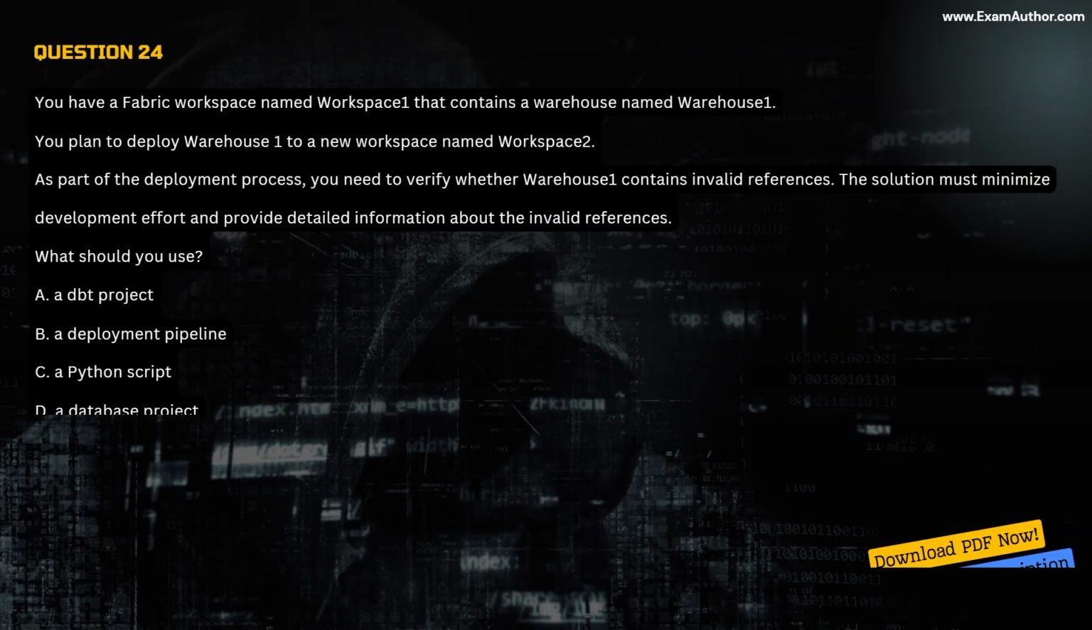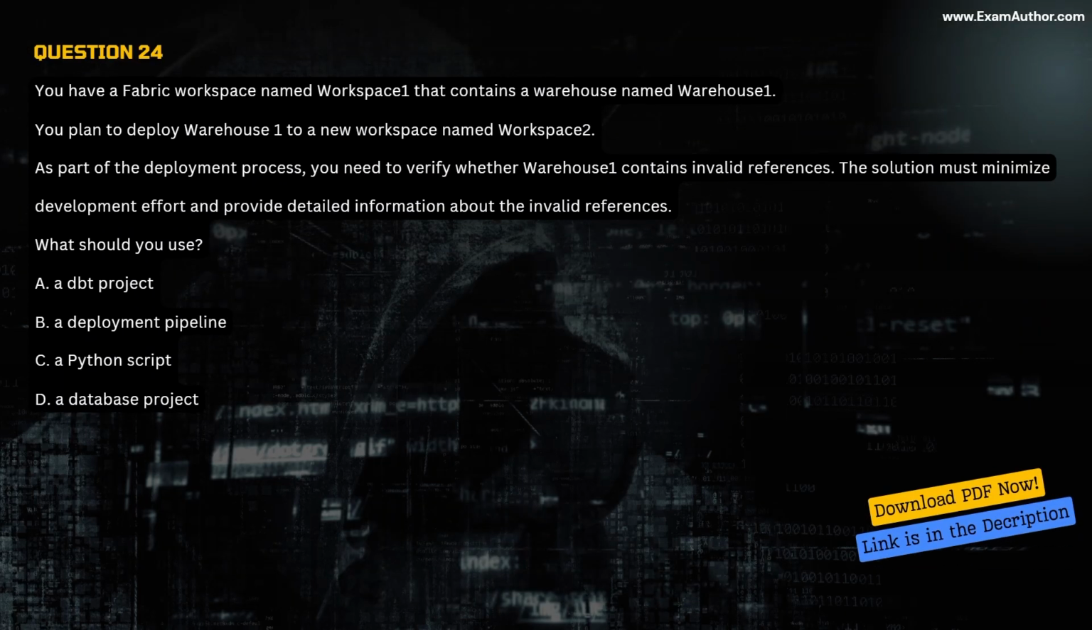Question 24. You have a Fabric workspace named Workspace 1 that contains a warehouse named Warehouse 1. You plan to deploy Warehouse 1 to a new workspace named Workspace 2. As part of the deployment process, you need to verify whether Warehouse 1 contains invalid references. The solution must minimize development effort and provide detailed information about the invalid references. What should you use? A.